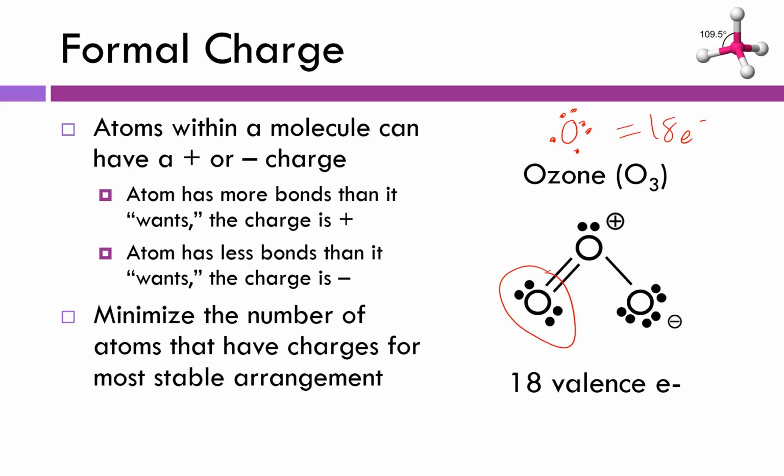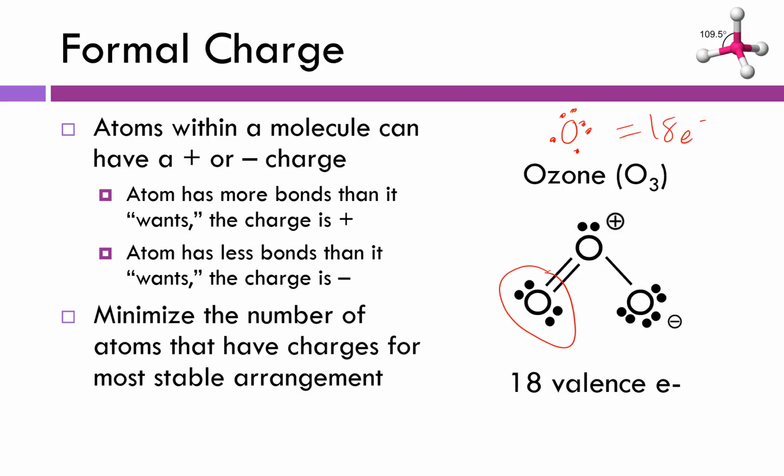The goal when you're drawing a Lewis structure should be to try to minimize the number of atoms that have formal charges. It is fairly unstable to have formal charges. It kind of happens from time to time. It's not the end of the world, but the overwhelming majority of the molecules I ask you to draw are not going to have a formal charge.